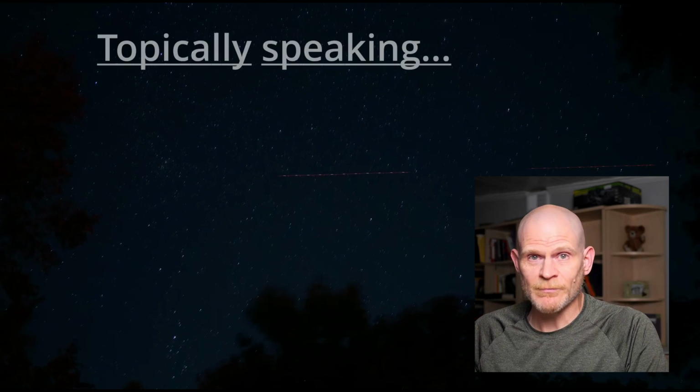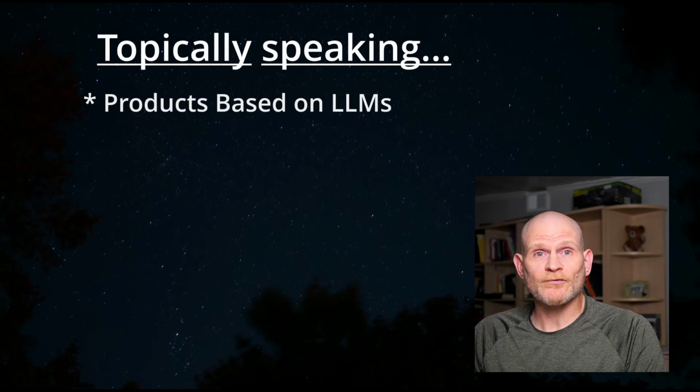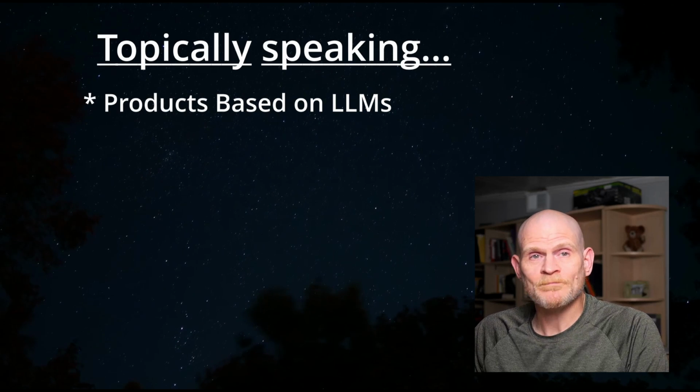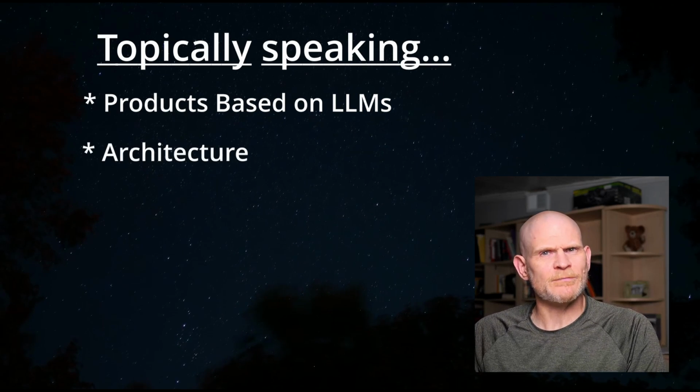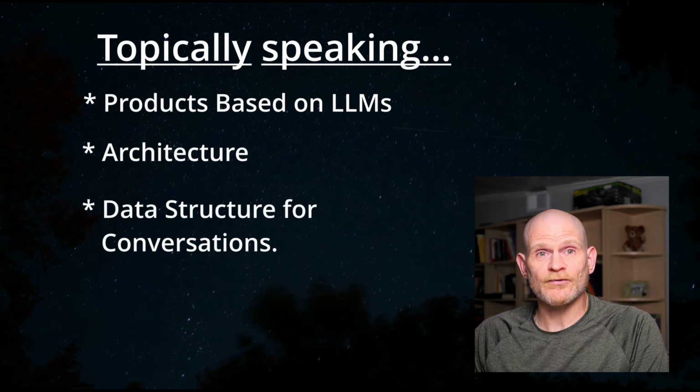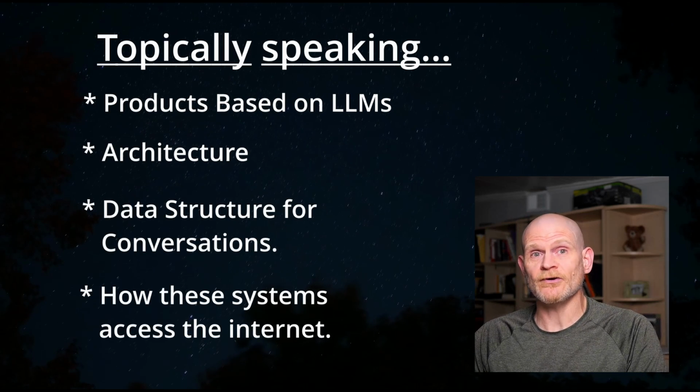I'm Jason Turpin. This is the second video in a foundational series encompassing many aspects of large language models. In this video, I will talk about products based on large language models, such as ChatGPT and the Copilot Pro. We'll talk about their architecture and what it means to be an AI application. We'll also dive into the data structure of conversations and how these services likely handle accessing information on the internet.